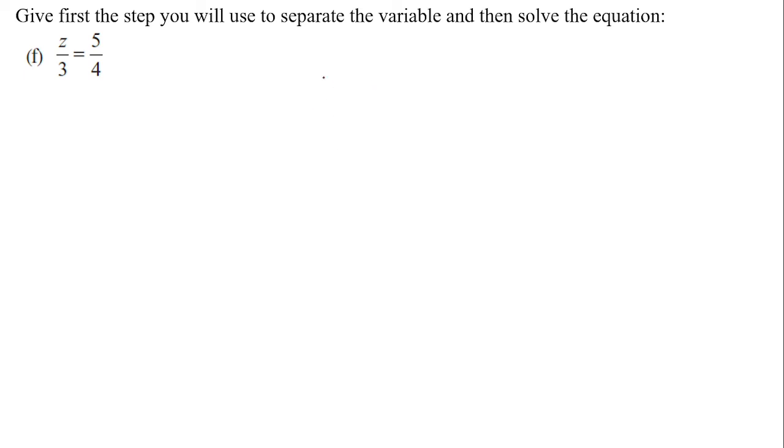Over here, z divided by 3 is equal to 5 by 4. This is given. Where is the unknown? The unknown is z and it is on the left hand side.